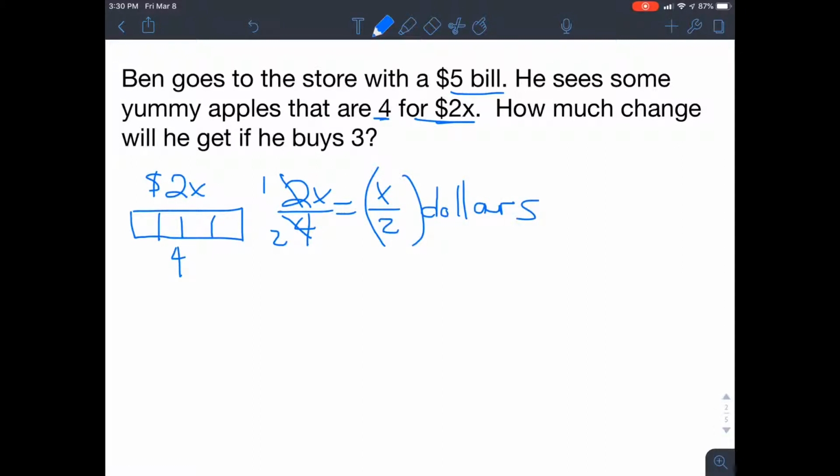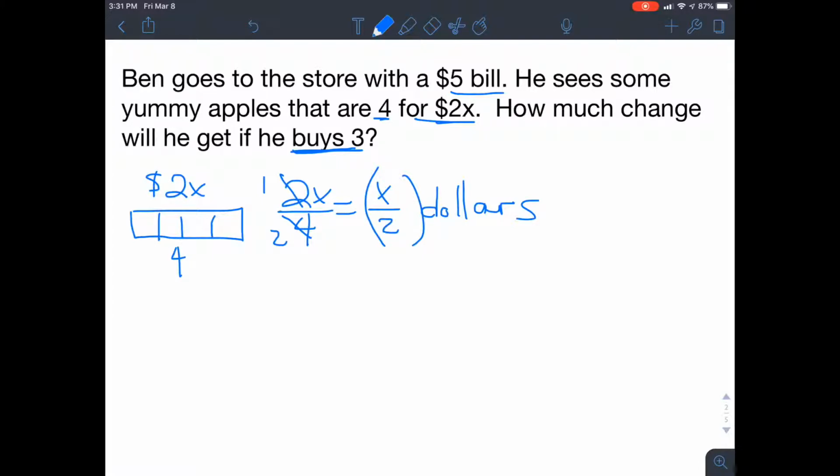Do you see that this is just like working with regular numbers? But here I just have the x, so I cannot simplify any more than x divided by 2. That's as far as it goes for that. So each apple is x divided by 2. So how much change will he get if he buys 3?